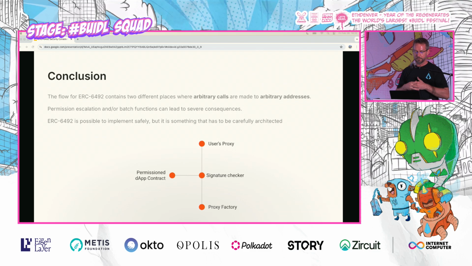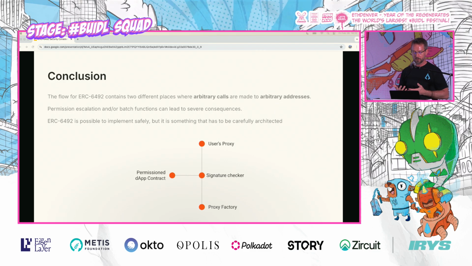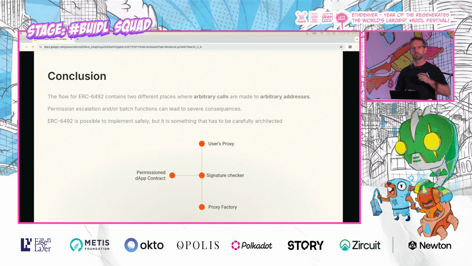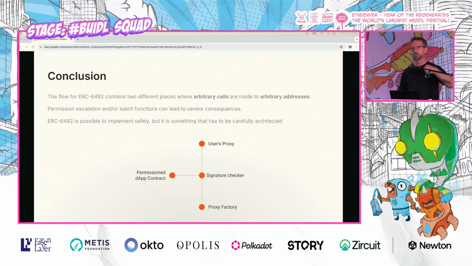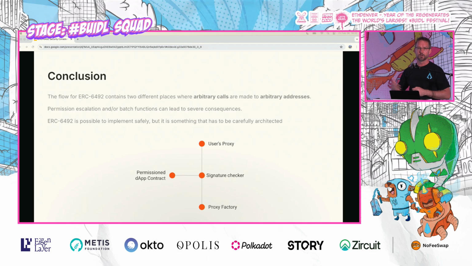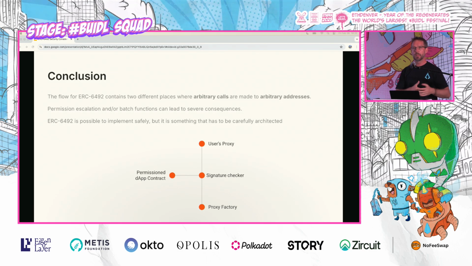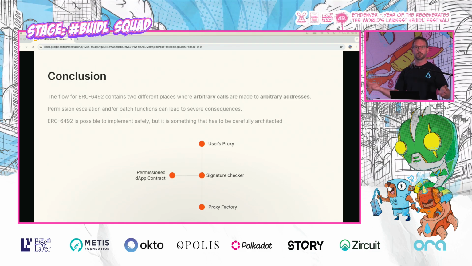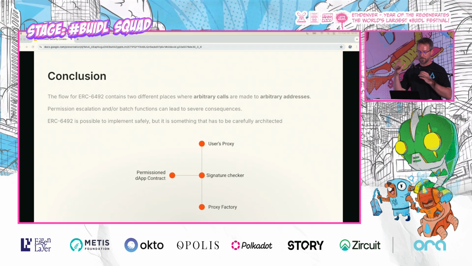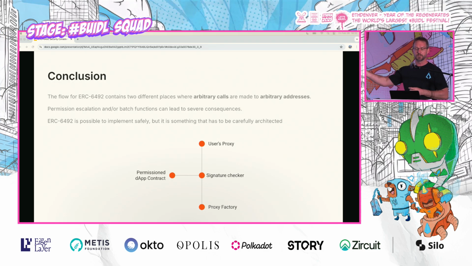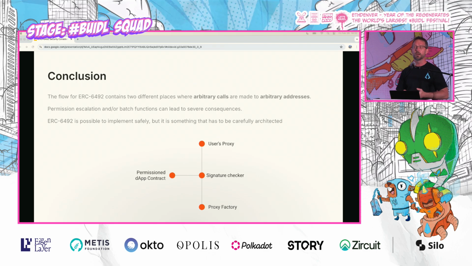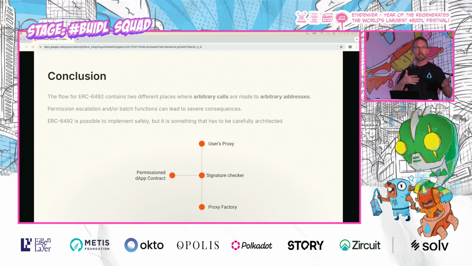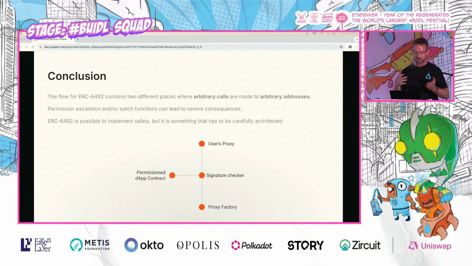We can make this system more secure by inserting a new contract, a signature checker contract, that is going to be the one that makes the call to the proxies or to the factory and handles the 6492 flow. So now the DApp is no longer the message sender, even if there's a batch function, even if there's a multi-call transaction. The message sender that's making the arbitrary calls in the 6492 flow, which are the ones that we're worried about, is now this unpermissioned signature checker contract. So this would alleviate those two attack vectors.